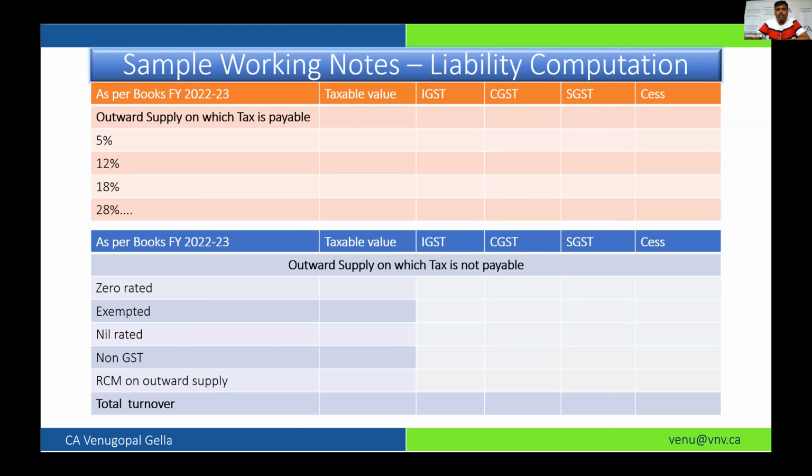A point here I would like to add, as in the earlier slide where Ashika was mentioning reconciling the turnover in the financials vis-a-vis the GST, you also have to match the tax liability. It may so happen that the SSC has paid some taxes at 5% instead of 18%.